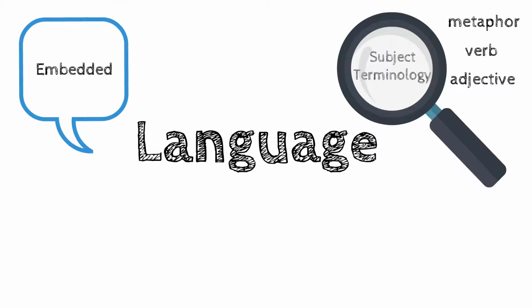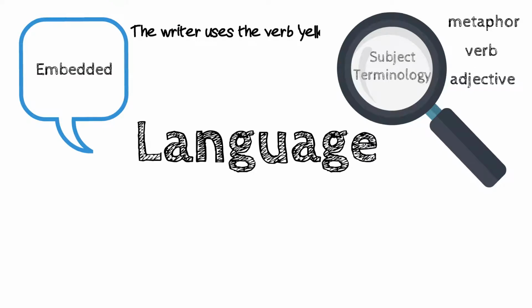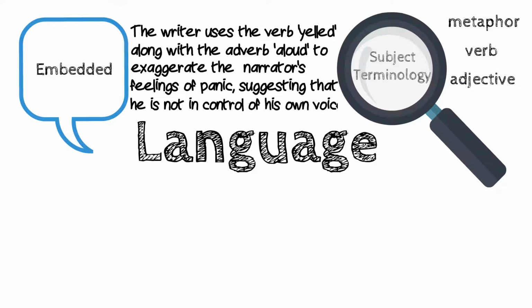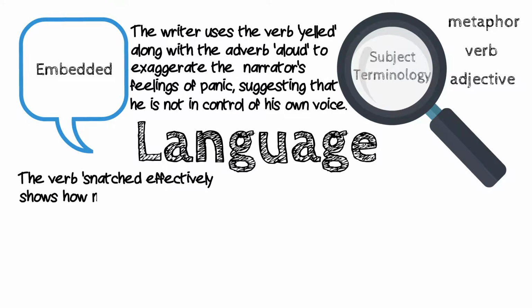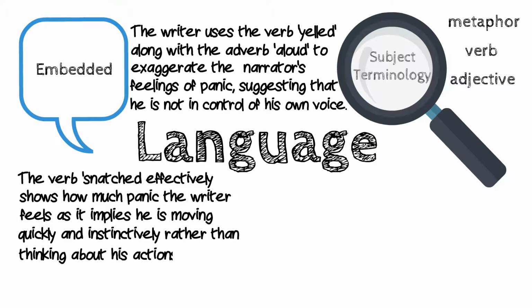Rather than writing, "This can be proved by the quote yelled aloud," embed your quotation in your answer. For example, the writer uses the verb yelled along with the adverb aloud to exaggerate the narrator's feelings of panic, suggesting that he is not in control of his own voice. To embed quotations effectively, try to keep them short and precise. For example, the verb snatched effectively shows how much panic the writer feels, as it implies he is moving quickly and instinctively rather than thinking about his actions.